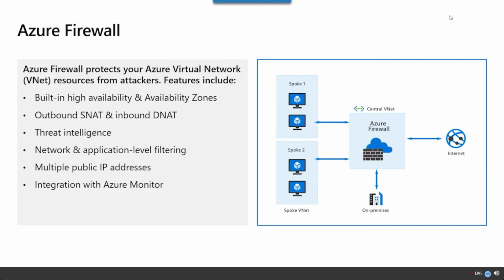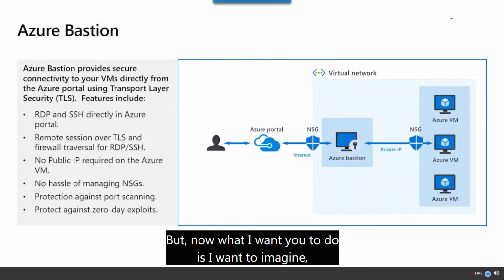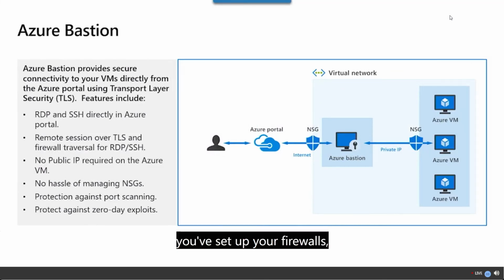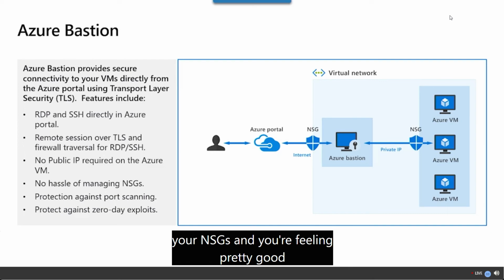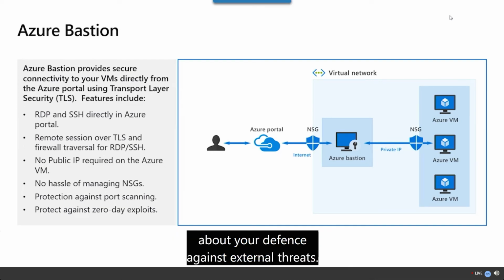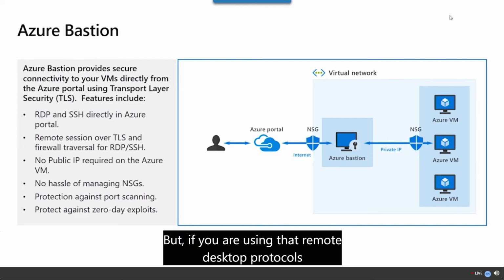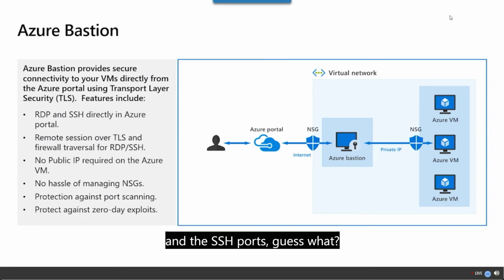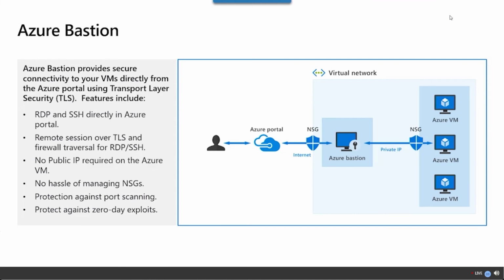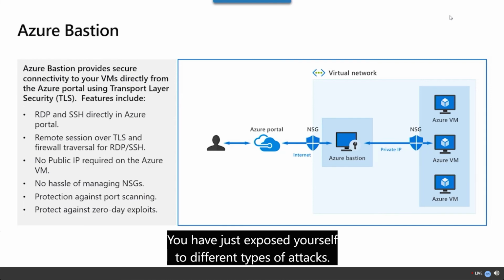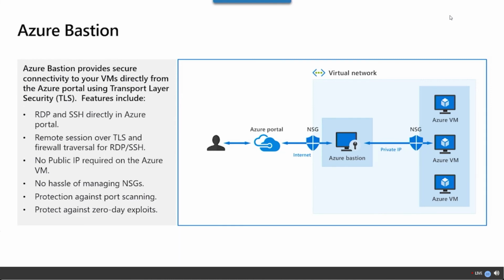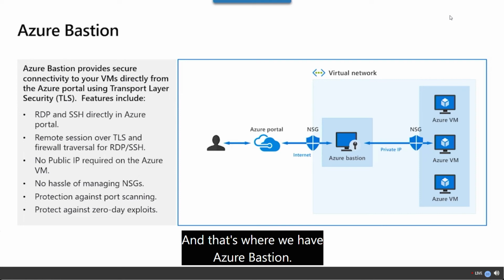But now what I want you to do is imagine you've set up your firewalls, your NSGs, and you're feeling pretty good about your defense against external threats. But if you are using the remote desktop protocol and the SSH ports, guess what? You have just exposed yourself to different types of attacks. And that's where we have Azure Bastion.